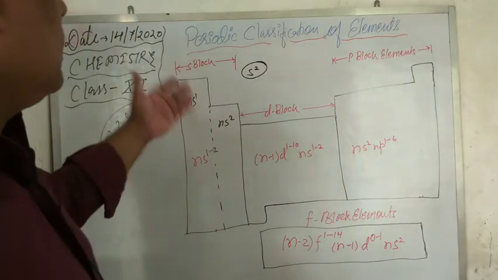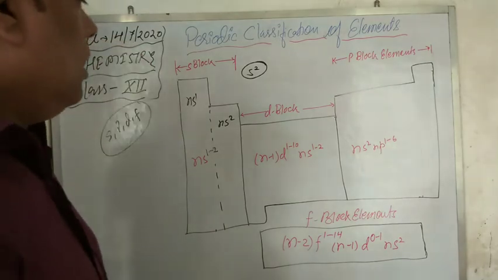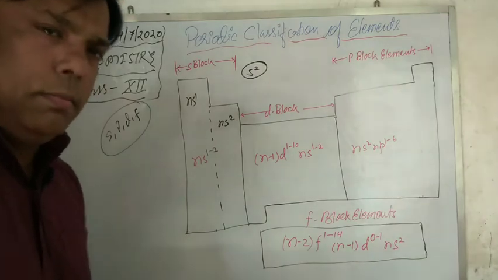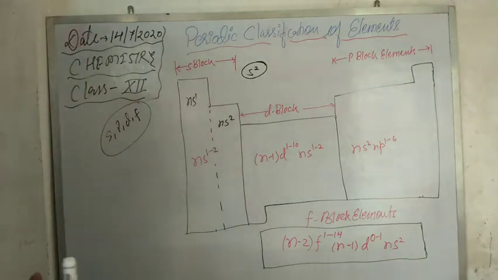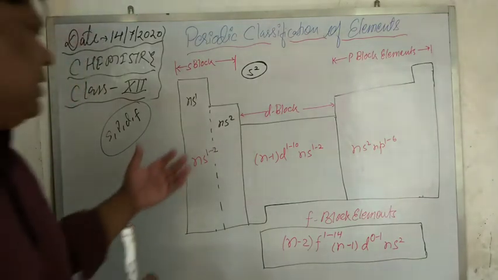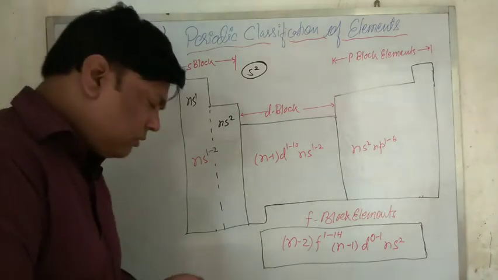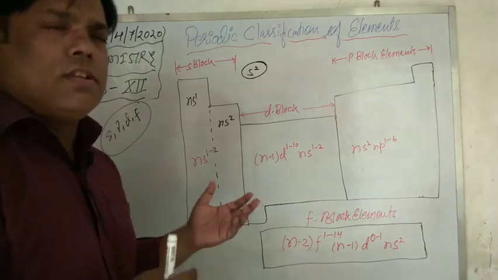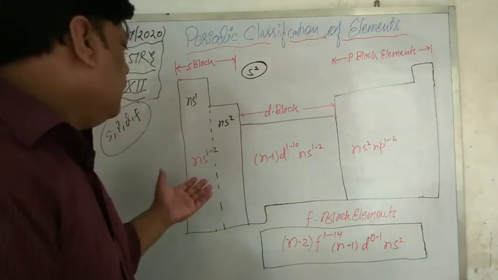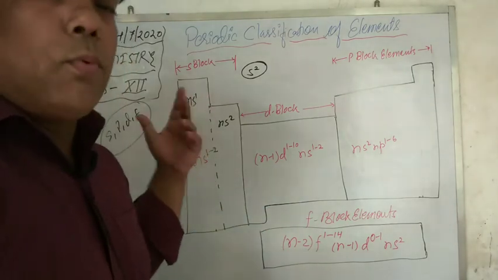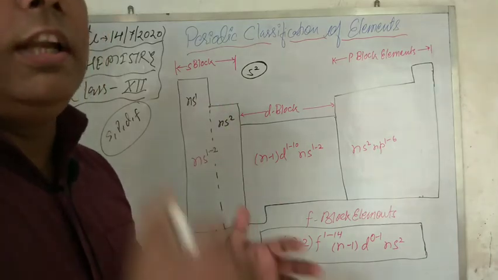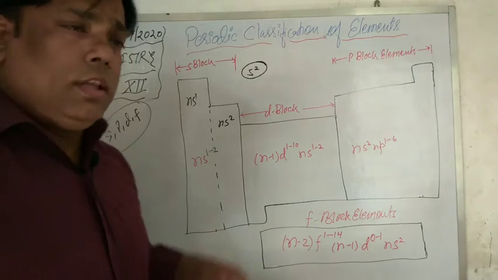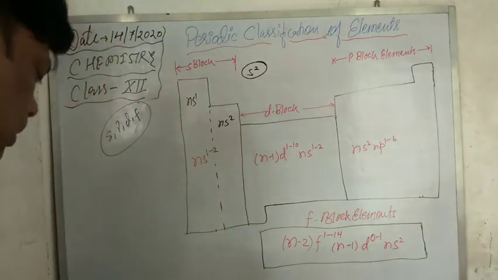Alkali metals and alkaline earth metals are normally metals, and those metals are very soft in nature, like sodium and potassium. The melting point and boiling point of these metals are very low. They are good conductors of electricity. They are also very good reducing agents.